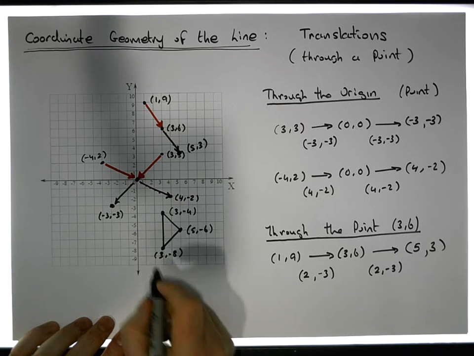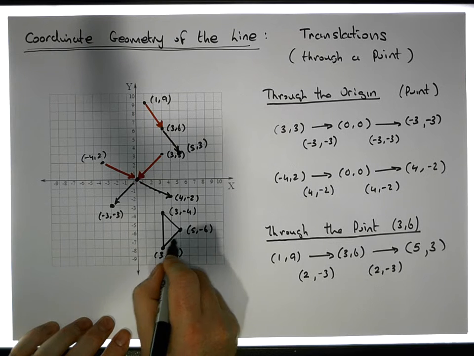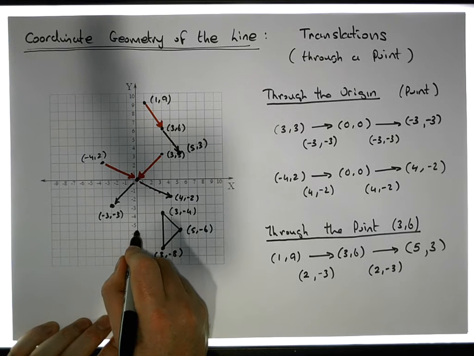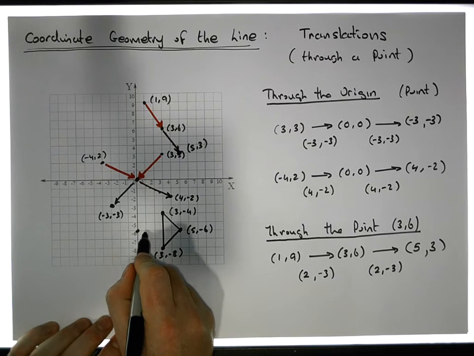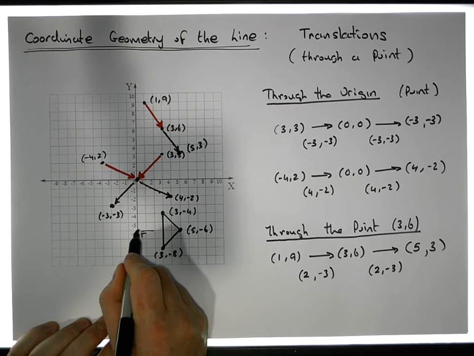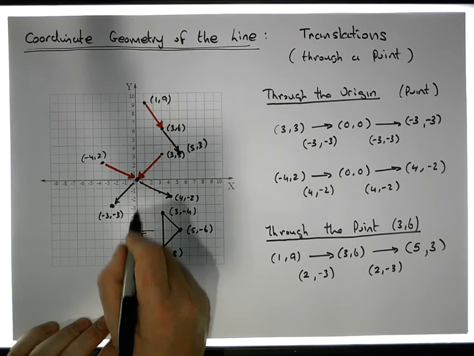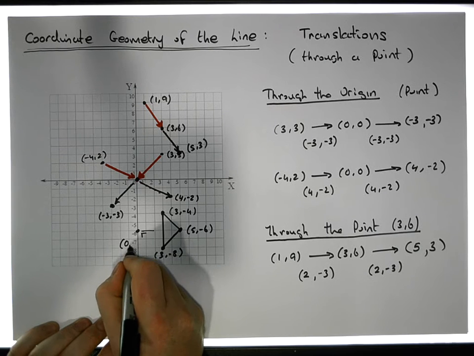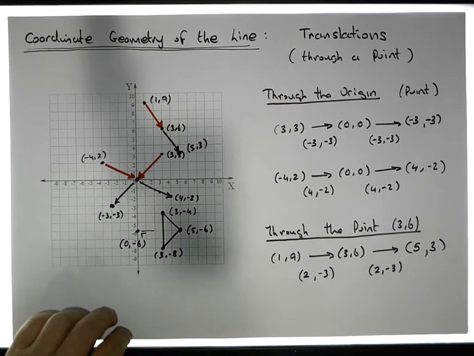Let's say for argument's sake that we want to go through the point. Here we go. Let's go through this point that's a perpendicular distance away from this particular point here. Let's go through the point 0 minus 6. So 0 minus 6. Let's go through that point and see what happens.